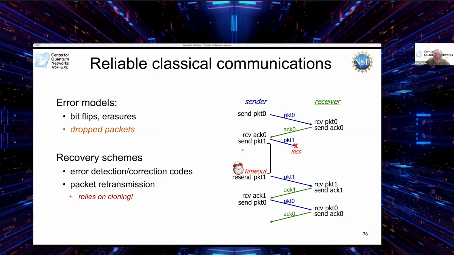First of all, it's important to understand what kind of error models the classical network has to deal with. They consist of bit flips and bit erasures, and it's worth noting that in almost all classical channels, these occur with very, very low probability. In a fiber optic channel, a bit flip might be on the order of 10 to the minus 9.